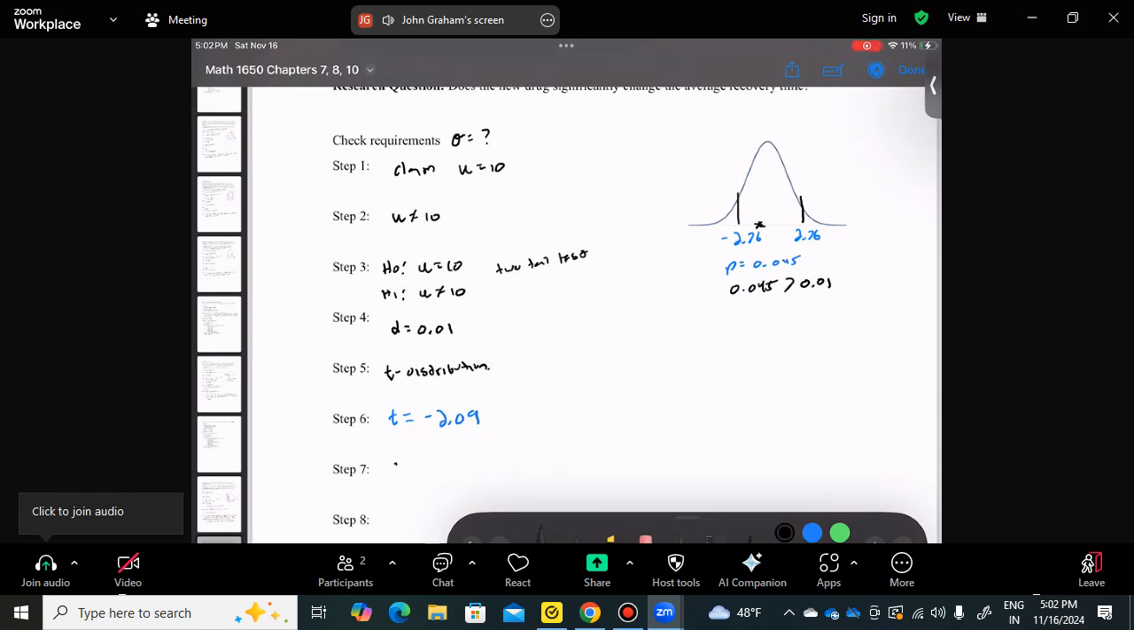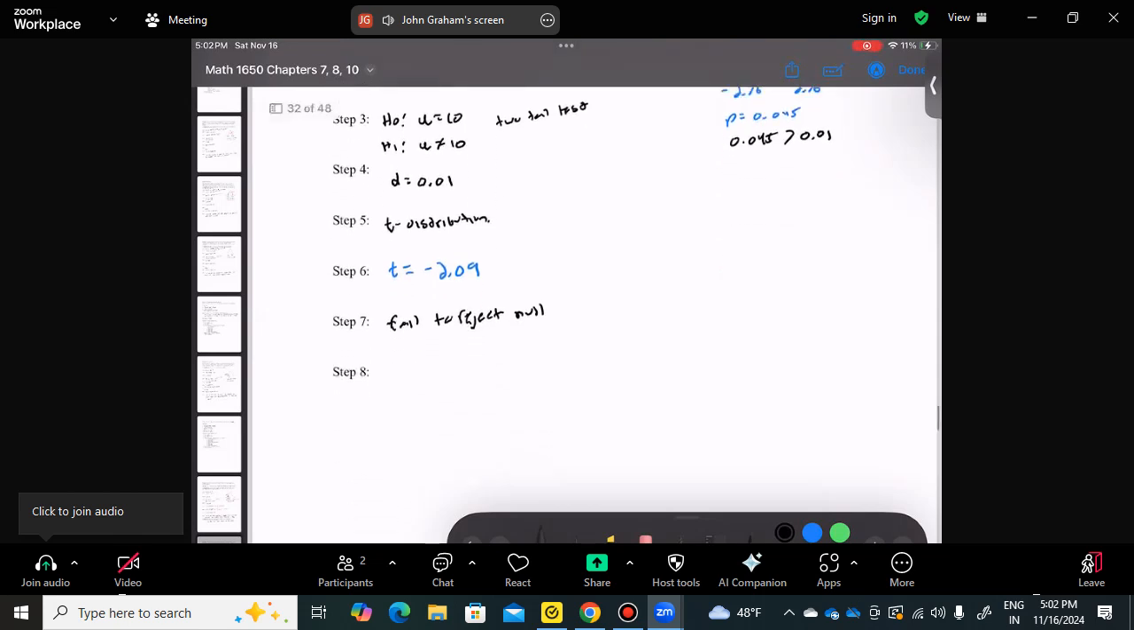So we fail to reject the null. We can say we have evidence to support the claim that the recovery time is 10 days. Okay.